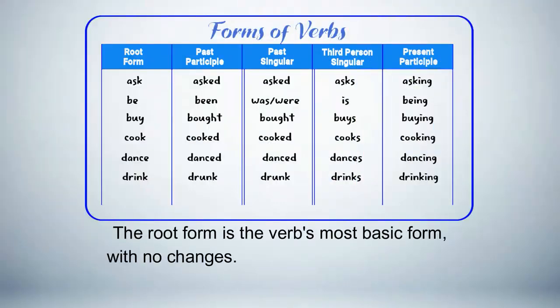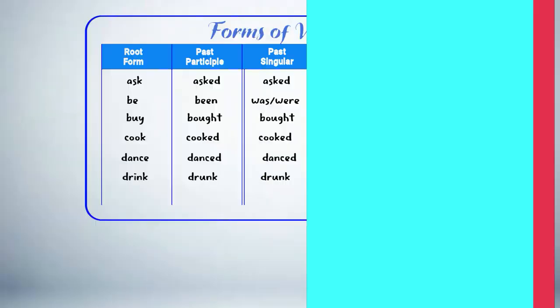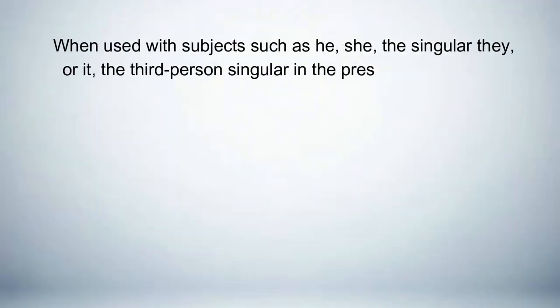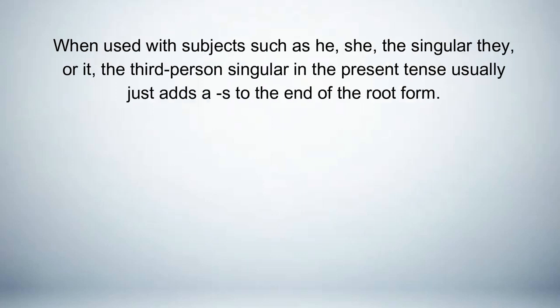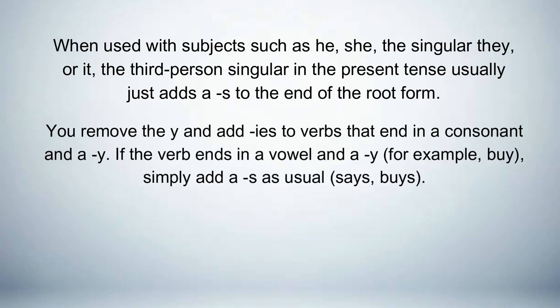The root form is the verb's most basic form, with no changes. It is also the simple present tense for all but the third person singular. When used with subjects such as he, she, the singular they, or it, the third person singular in the present tense usually adds s to the end of the root form. You remove the y and add ies to verbs that end in a consonant and y, and add s if the verb ends in a vowel and y.